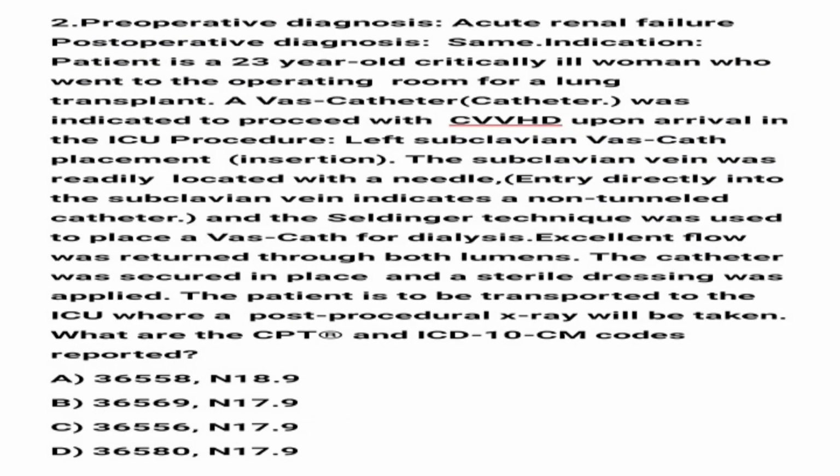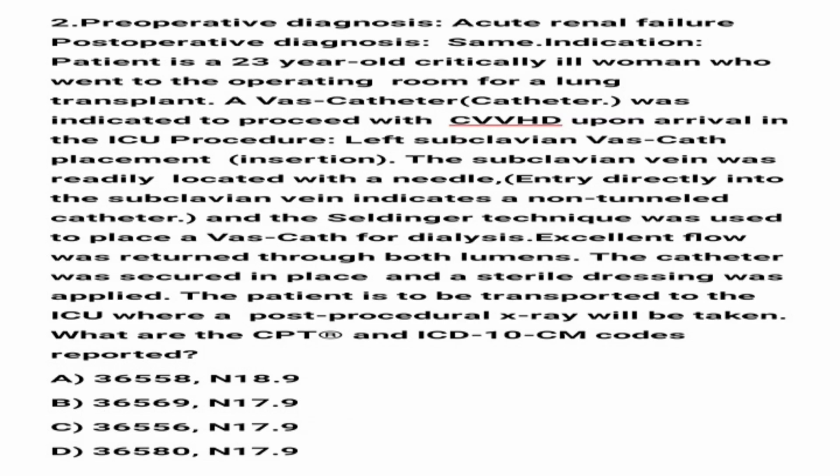The second one, the diagnosis was acute renal failure, and the procedure is a left subclavian vascular catheter placement, an insertion. It's an insertion related question. Let me check the options first. Options B, C, D have the same secondary code, N17.9. N17.9 is for acute kidney failure. In our question the diagnosis was acute renal failure, so the secondary code is right.